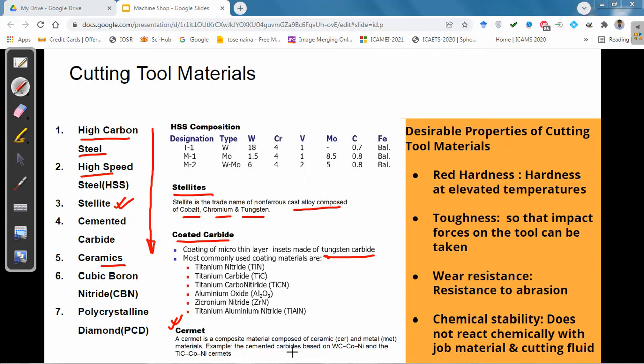Example of the cemented carbide based on tungsten carbide, cobalt and nickel. And titanium carbide, cobalt and nickel. So here you can understand that tungsten carbide is basically ceramic material, whereas cobalt, nickel, they are metal. Similarly here you see that titanium carbide is the ceramic and cobalt, nickel, they are metal. So they are composites of the ceramic and metals which are used as cutting tool.